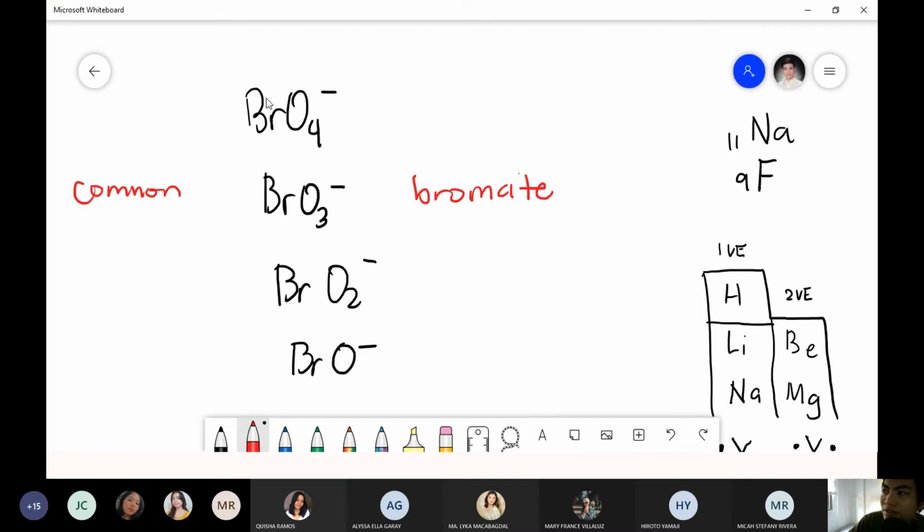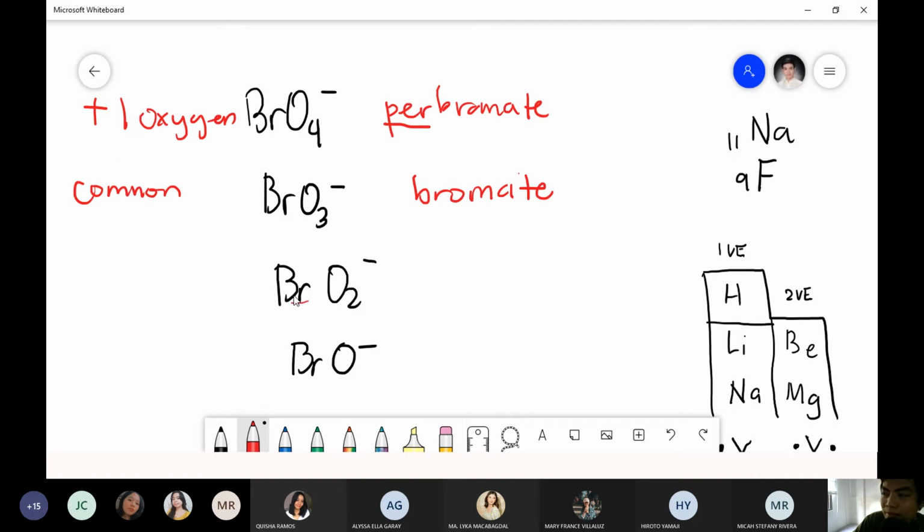Okay. So this one here above, the common, we just added one oxygen, right? That means we have to use the per prefix now. So perbromate. You just affix the per to your bromate, because one oxygen was added.